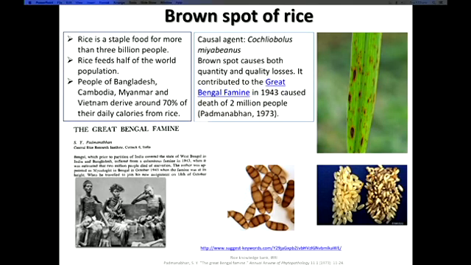So brown spot of rice is a fungal disease. The fungus name is Cochliobolus miyabeanus, and see the spore. These are the spores.